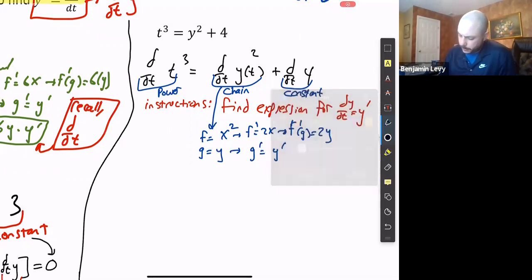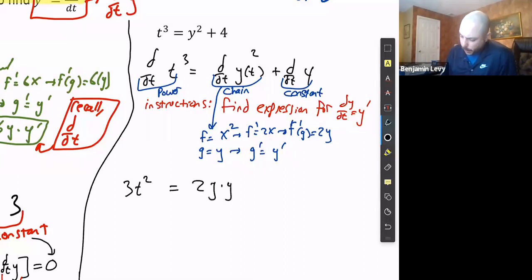All right, so there are the details. Let's finish this thing off. So the power rule on the first one just becomes 3t squared. When we do the chain rule, we'll get 2y prime. That's the thing that we've been seeing a couple times right now. This is my f prime with g plugged in. This is my g prime. And then the constant rule, the 4 just goes away, becomes a 0.